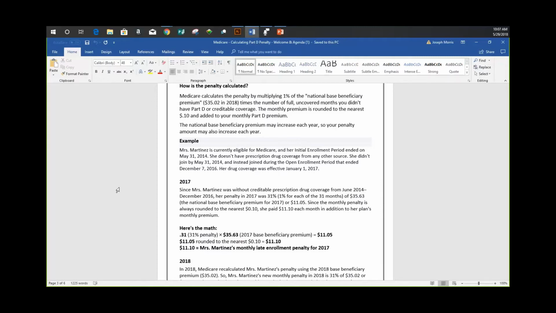That's 1% for each of the 31 months, times $35.63. That's the national base beneficiary premium for 2017. So the 31%, meaning 1% for every month she went without coverage, times the $35.63 would be $11.05. Since the monthly penalty is always rounded to the nearest tenth, she would pay $11.10 each month in addition to her plan's monthly premium. So here's the math.